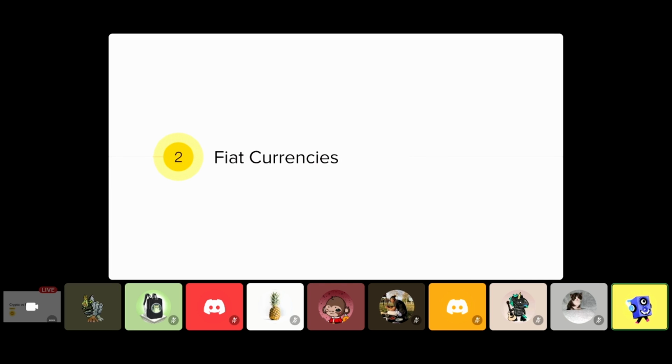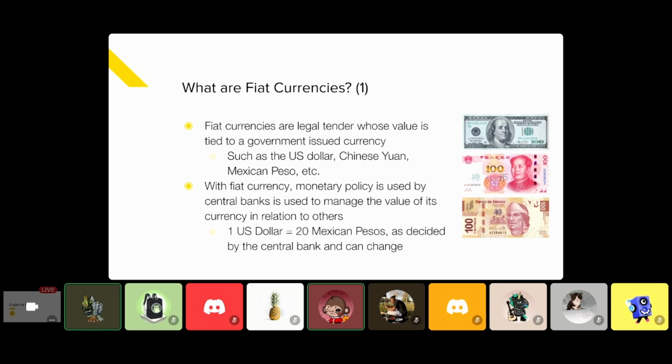Then fiat currencies are next, which is like dollars and other kinds of currencies. Fiat currencies are legal tender whose value is tied to a government-issued currency, such as the US dollar, Chinese yuan, Mexican peso, etc. With fiat currency, monetary policy is used by central banks to manage the value of its currency in relation to others. For example, one US dollar is 20 Mexican pesos, as decided by the central bank, and can change.